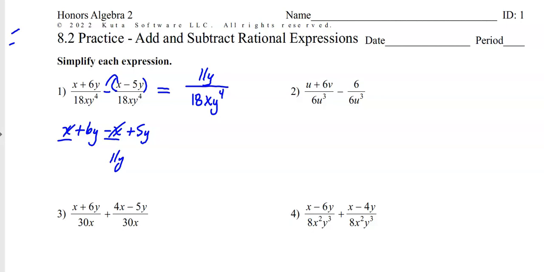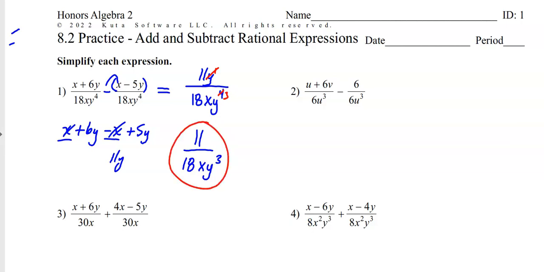So 11/18 cannot be reduced, but that y on the top and y to the fourth on the bottom, that's going to end up being 11 over 18xy to the third, because this y to the first is going to cancel out with one of these to give me y to the third. So there's the final answer for number 1.